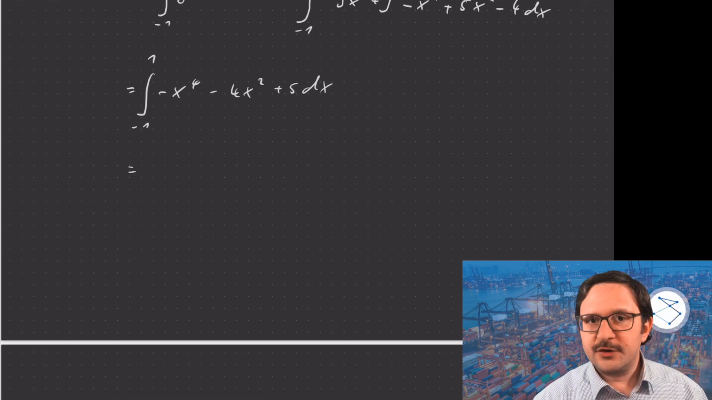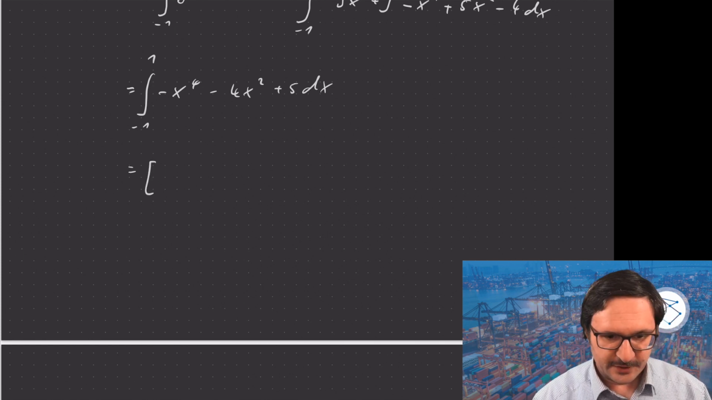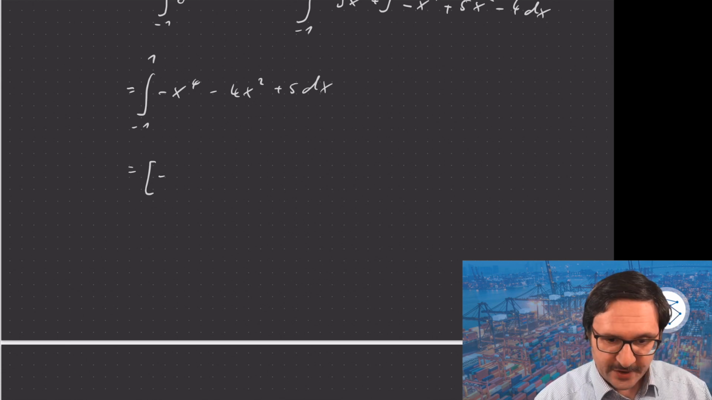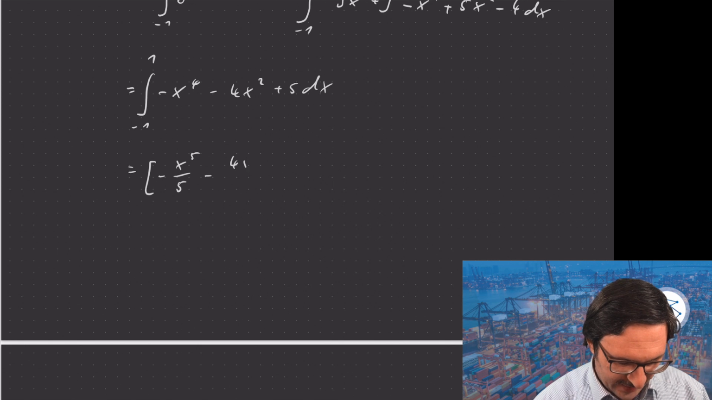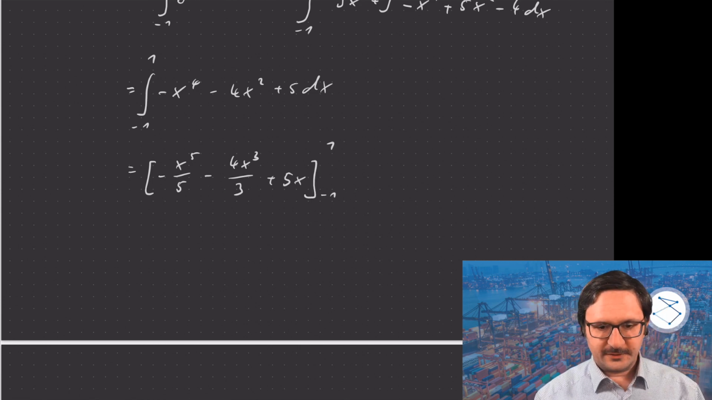And using the usual integration rules that we know from the lecture, we know this is integrated as minus x to the power of 5 over 5 minus 4x to the power of 3 over 3 plus 5x, and the boundaries are minus 1 and 1.